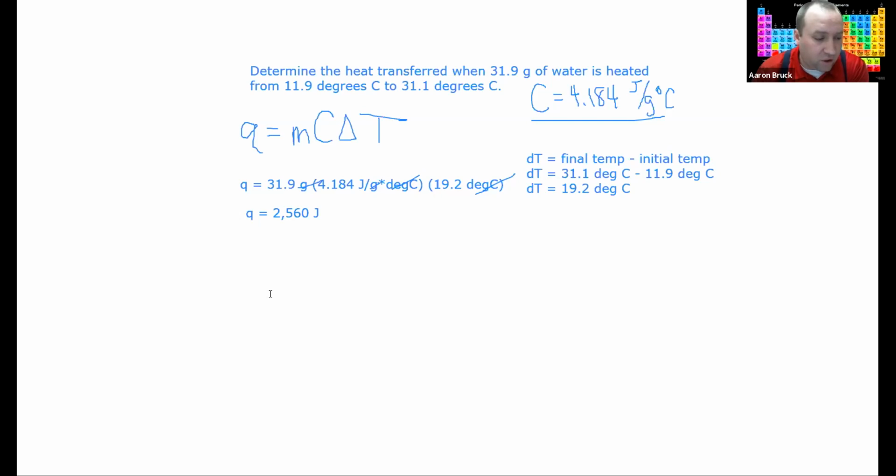So that is how to go about doing the problems like the ones in the pre-lab. So hopefully this is a good introduction to thermochemistry for you.